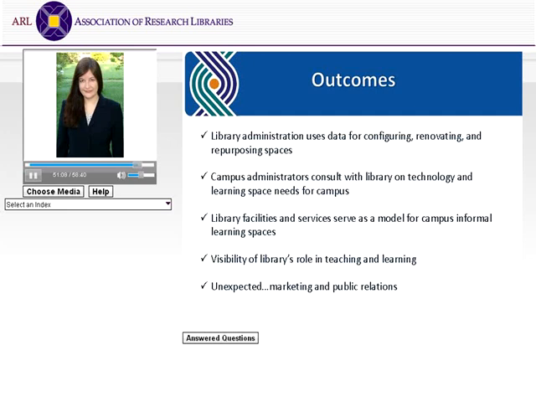Also, library facilities and services serve as a model for campus informal learning spaces. And there's a greater visibility of the library's role in teaching and learning. We're being included in conversations that we haven't been included in in the past, and that's been gratifying, and it's also helped us to be better at what we do.